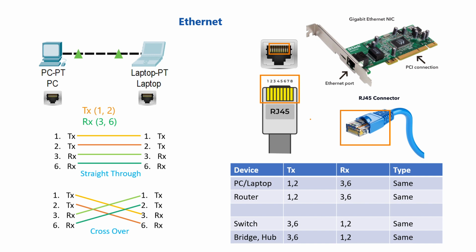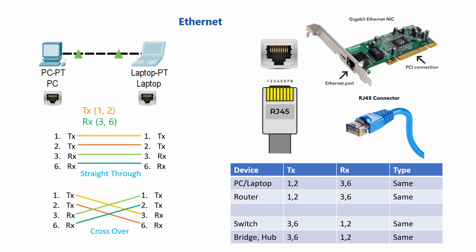And this is important because there are 4 wires or pins which are important. We have pins 1 and 2 and pins 3 and 6. And these are going to be responsible for transmitting and receiving data when we're talking about our RJ45 connection points. So pins 1 and 2 and pins 3 and 6.